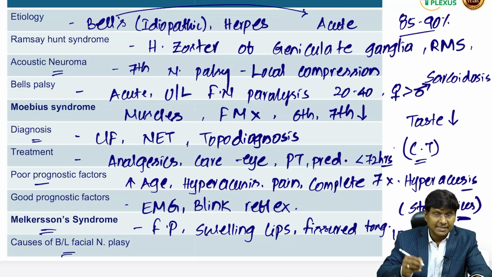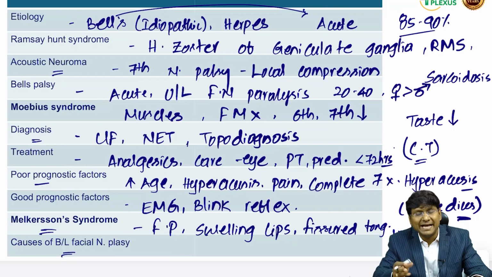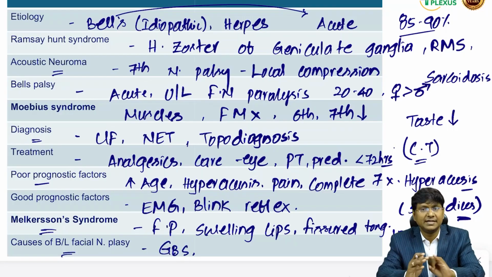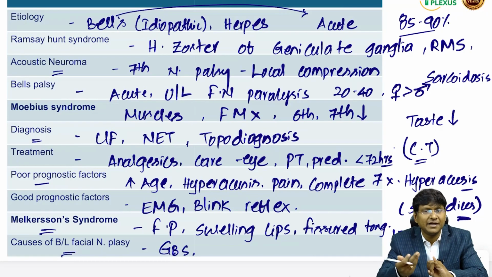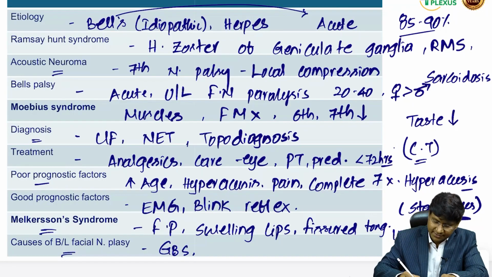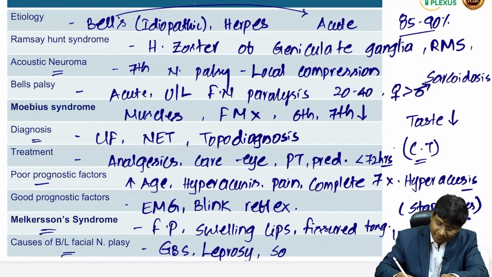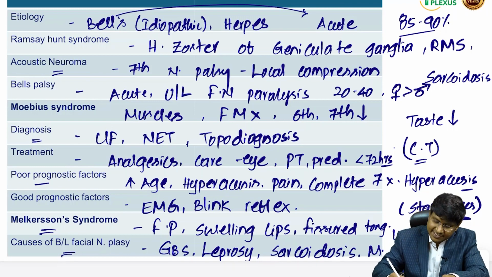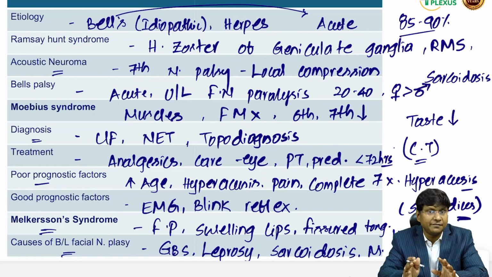Now there are certain etiologies that cause bilateral facial nerve palsies. What are the conditions where you have bilateral facial nerve palsy? That includes Guillain-Barré syndrome, which is an infranuclear cause for bilateral facial nerve palsy. Then the next important etiology is leprosy, followed by sarcoidosis. Next, myasthenia gravis. So these are the causes for bilateral facial nerve palsy, and all of these are infranuclear causes.